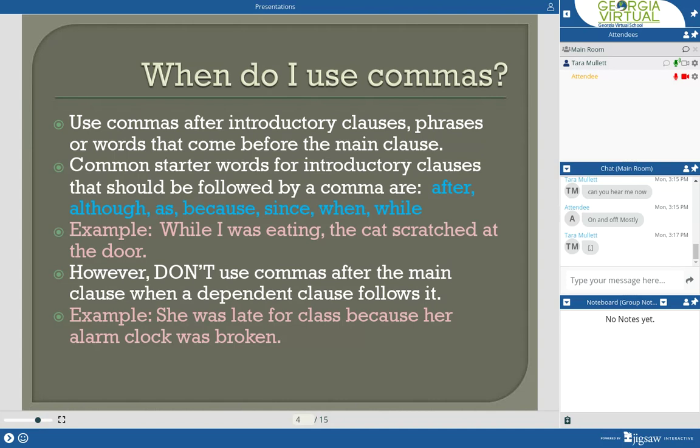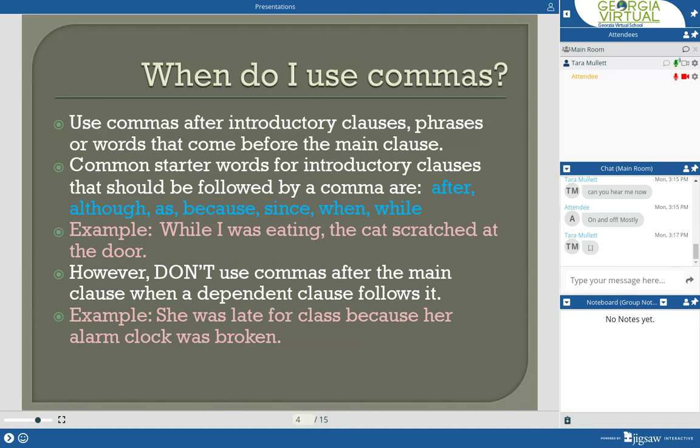This is your next comma rule. Use commas after introductory clauses. This is something that students forget to do a lot. Phrases or words that come before the main clause. Common starter words for introductory clauses that should be followed by a comma are after, although, as, because, since, when, and while. For example, while I was eating, comma, the cat scratched at the door.